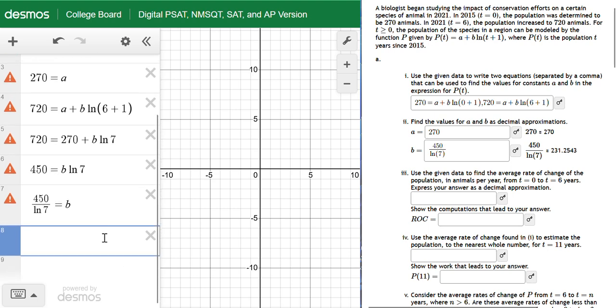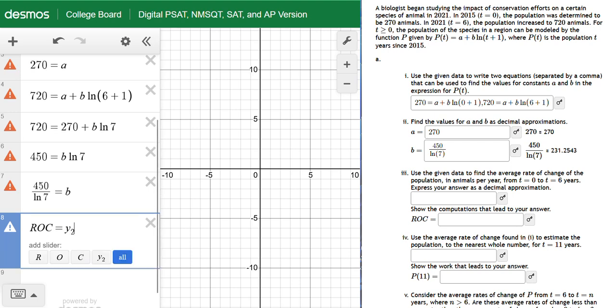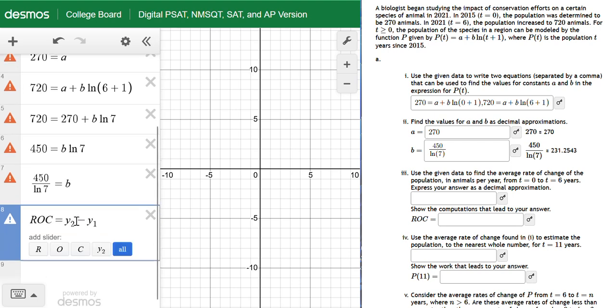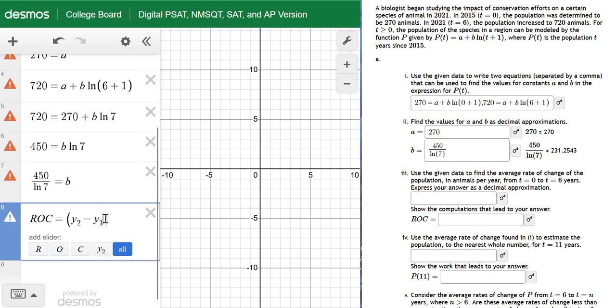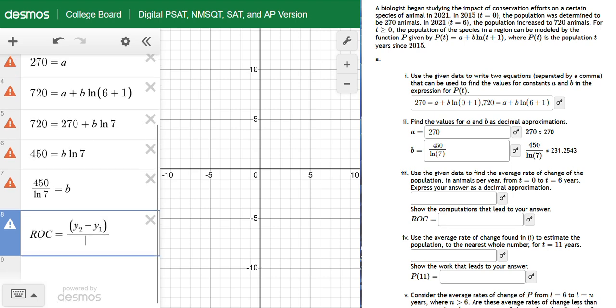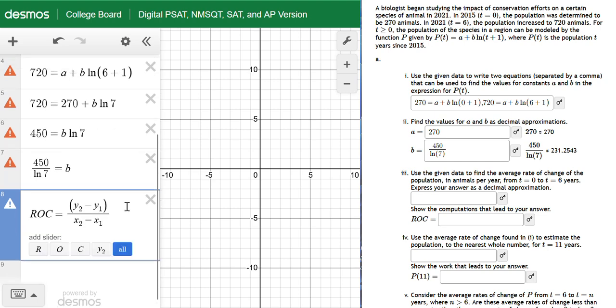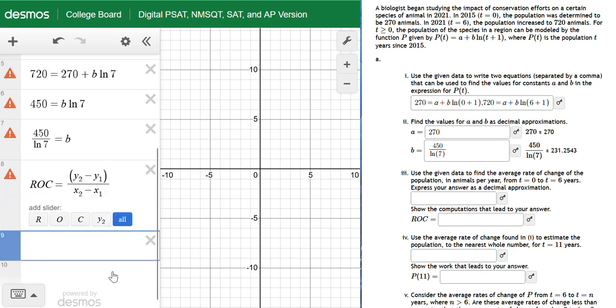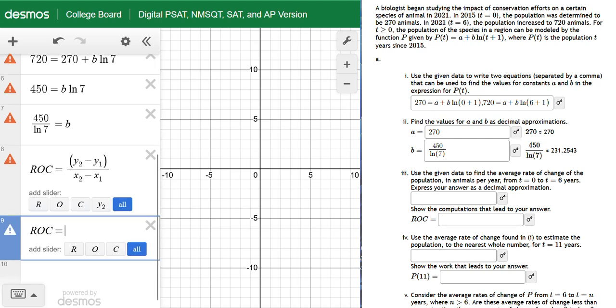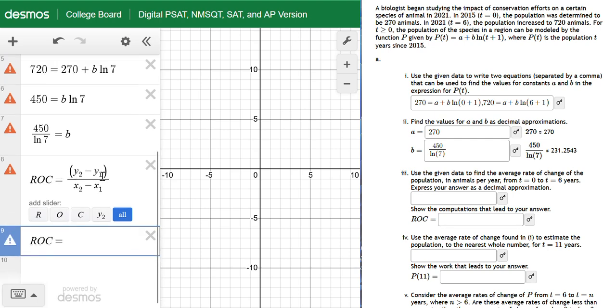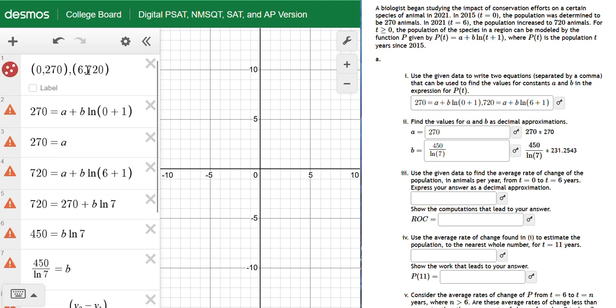So here we'll come back and we'll write basically, I'll call it rate of change equation, and that is just the difference between the rise and the run. So if I take y2 minus y1, and I put this in grouping symbols, divide by the change in the corresponding x's, x2 minus x1. So this is going to give me my rate of change, and so I can just plug in the known quantities. So my first set of points, the y2, y1, I come back up here, 720 and 270.